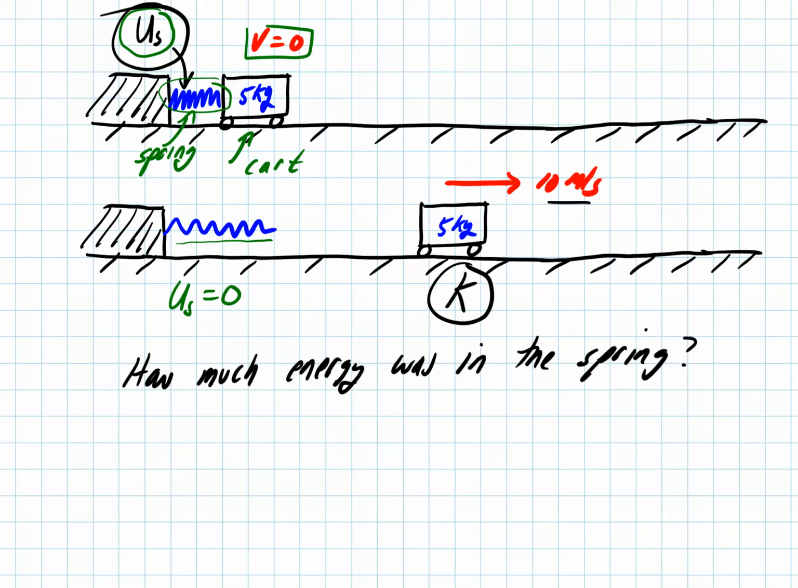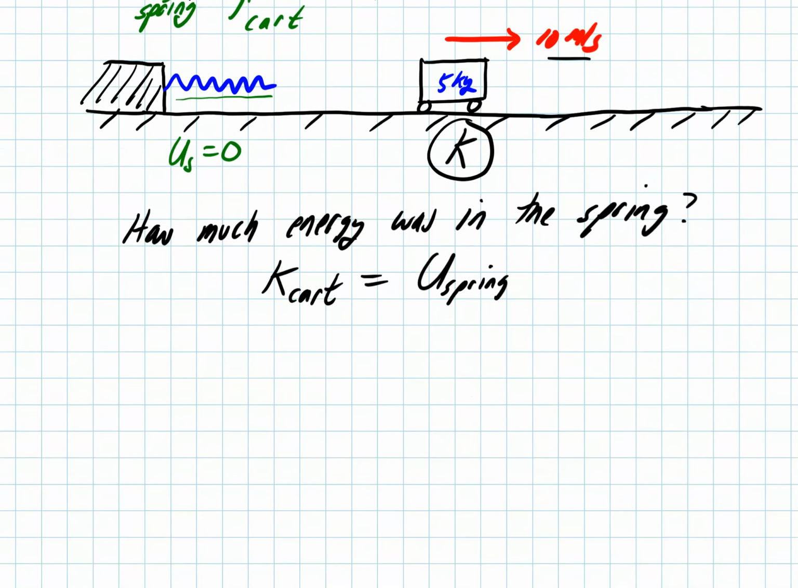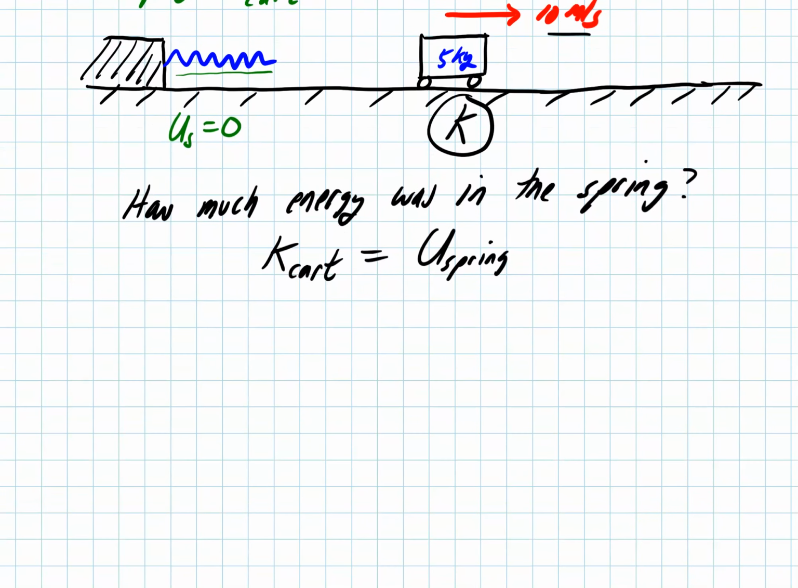And so the kinetic energy of the cart is going to equal the energy in the spring, or the elastic potential energy. So this really is a what's-the-kinetic-energy-of-the-cart-in-disguise problem. All right, so let's figure that out. The kinetic energy of the cart can be quantified using 1/2 m V squared.